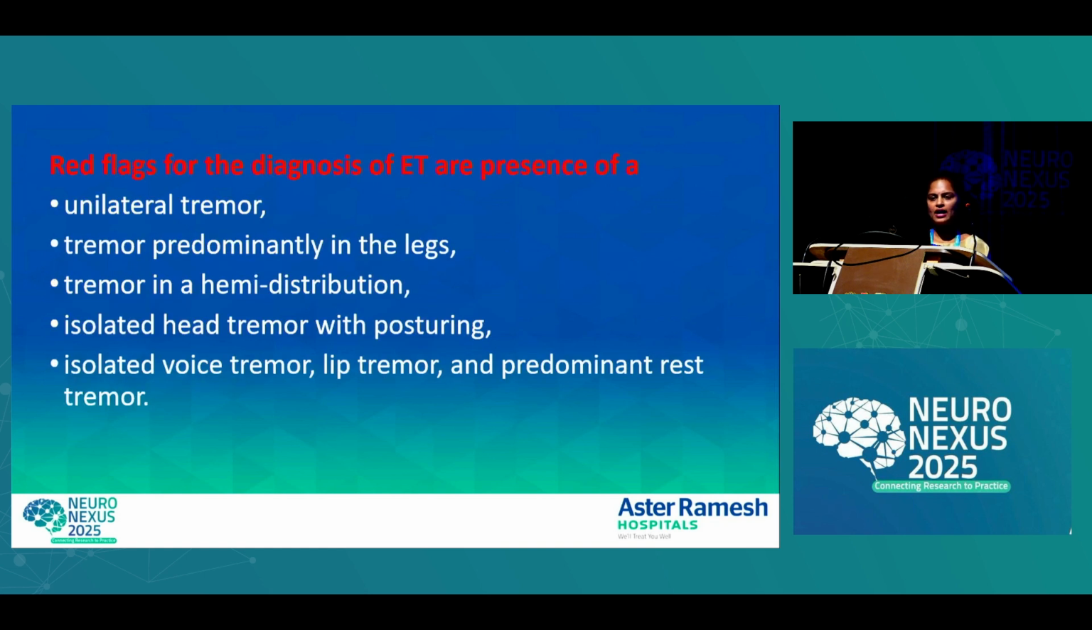And the red flags for essential tremor are the presence of a unilateral tremor, tremor predominantly in the legs, tremor in a hemi-distribution, isolated head tremor with posturing, isolated voice tremor, lip tremor and predominant rest tremor.